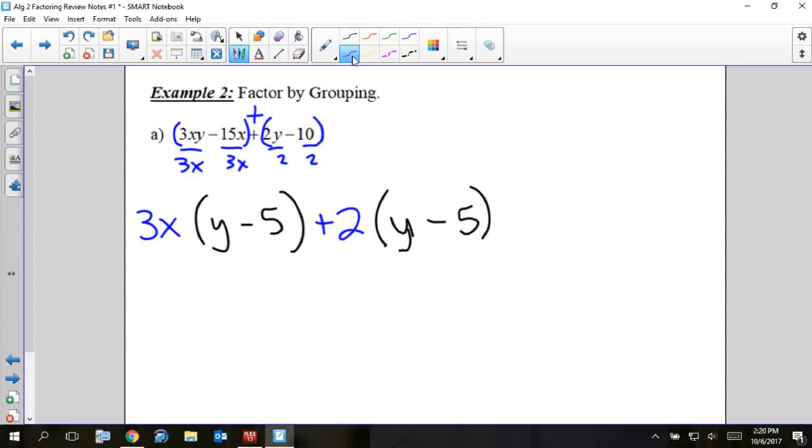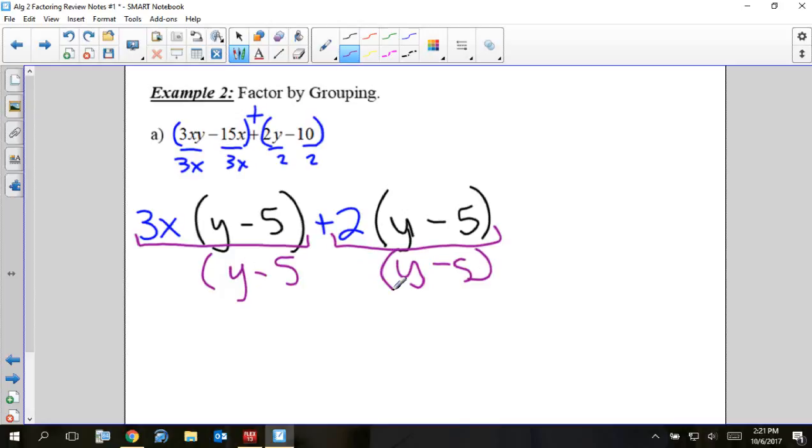Now what I have are two wonderful, beautiful looking terms that have something in common. What do the two things I just underlined in purple have in common? Sure. They both have a y minus 5. That is a greatest common factor. So I'm going to undistribute y minus 5. I'm going to divide out the y minus 5 now.